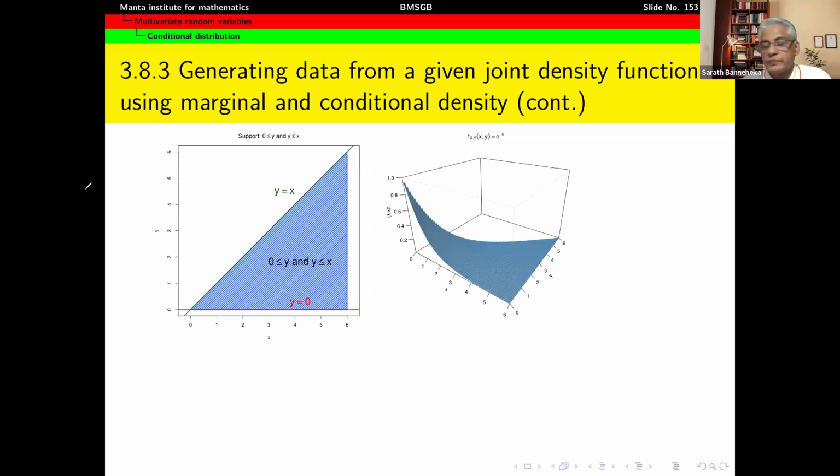a vertical line, for example, at some x value. Whenever I draw this, it has to be a vertical line. So suppose this is some value x here, right? So we have to integrate this joint density function along this line with respect to y. So y goes from 0 up to here. In this case, y is equal to x. Therefore, we have to integrate the joint density function from 0 to x with respect to y to get the marginal density function.